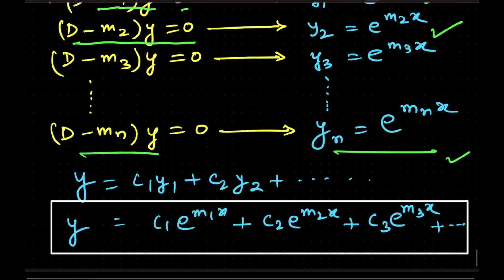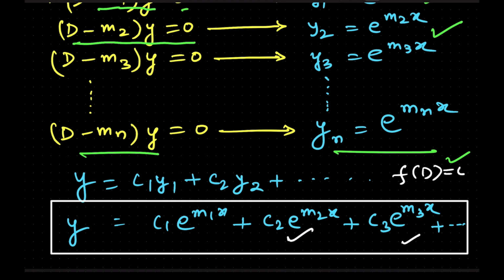So finally we will have our solution: y is equal to c1 into e to the power of m1x plus c2 into e to the power of m2x plus c3 into e to the power of m3x and so on. Here m1, m2 and m3 are the roots of the polynomial f(D) equal to 0. So now we will see some questions of how to find the complementary part of the solution of this higher order linear differential equation with constant coefficients.